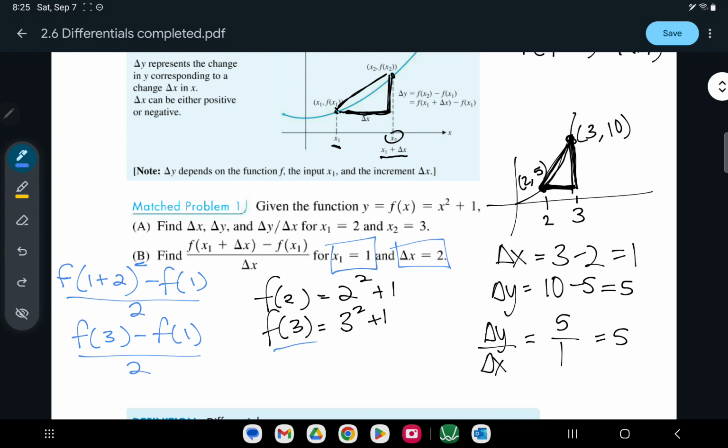F of 3 I happened to already find. That was 10. F of 1 I'll have to find. Gives me 2 all over 2. So I get 8 over 2, which is just 4.